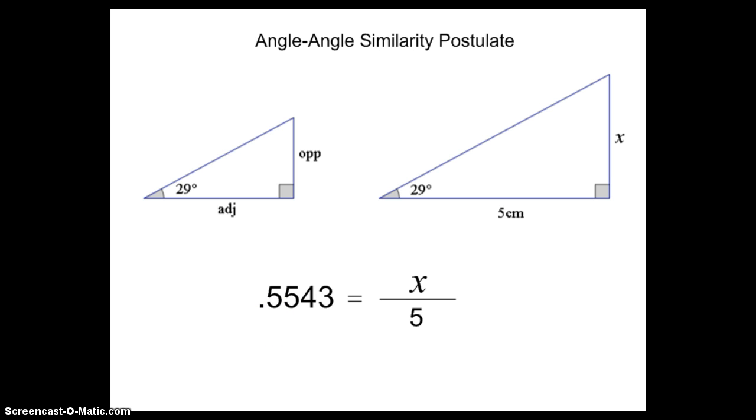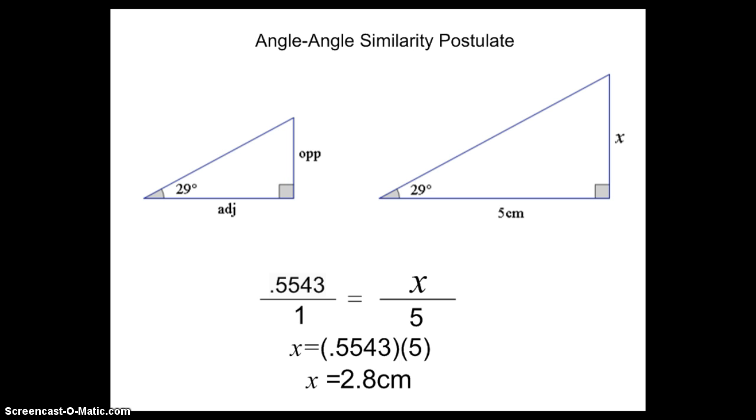We're going to change 0.5543 to a fraction by making it 0.5543 over 1. So then we cross multiply and we get x times 1 equals 0.5543 times 5, and when we perform that multiplication we get a value of approximately 2.8 centimeters for x.